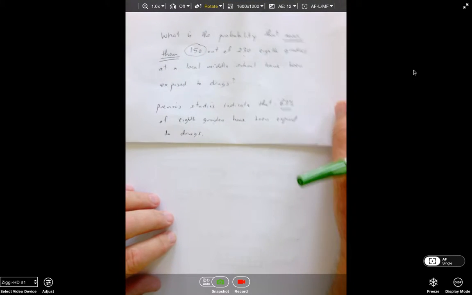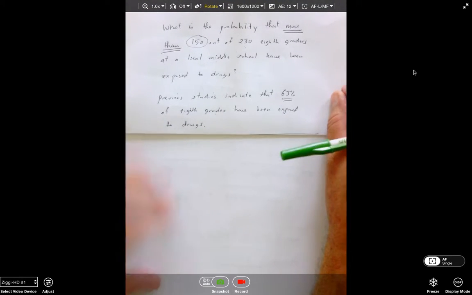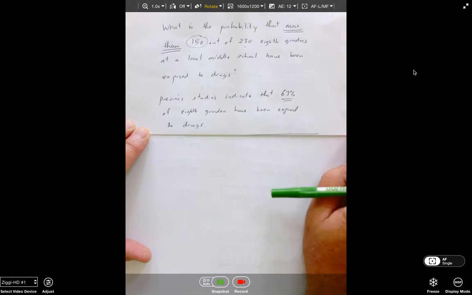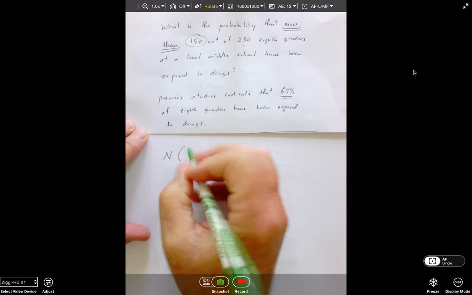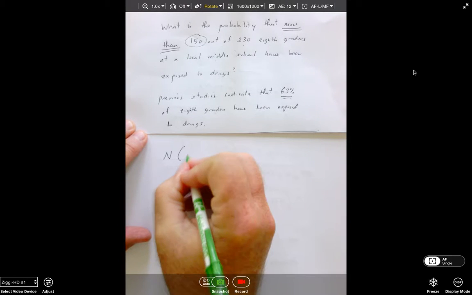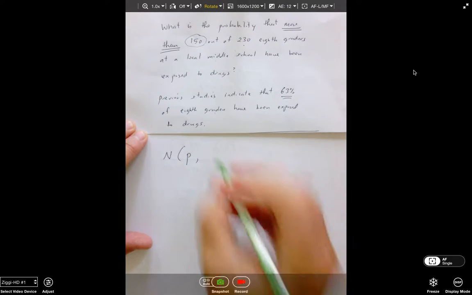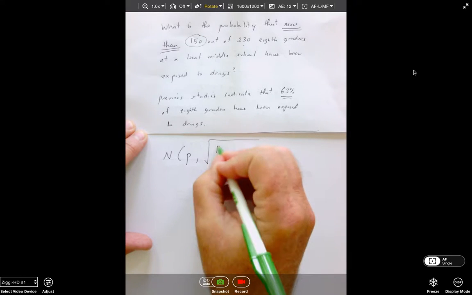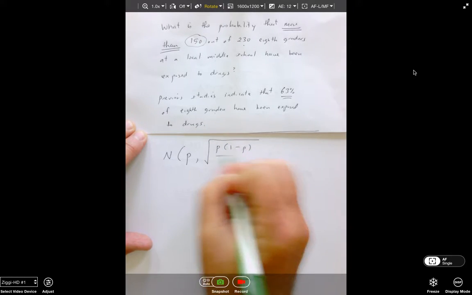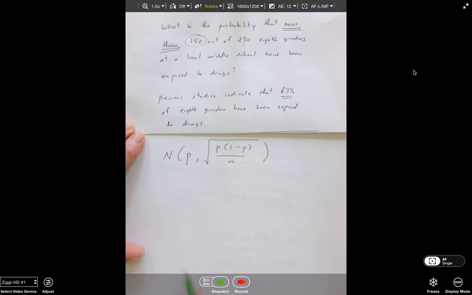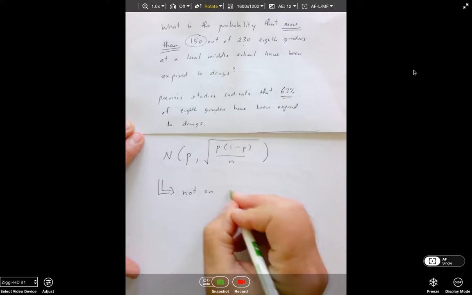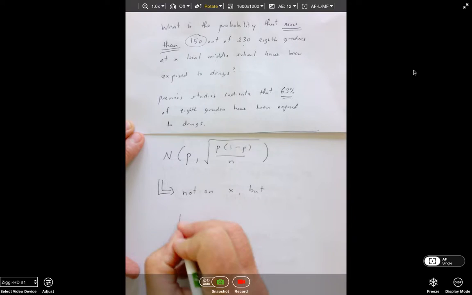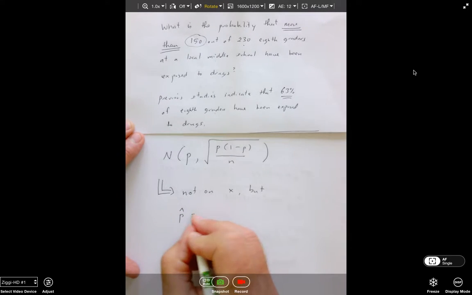Now, another way of doing this, let's get back to this problem right here, is to use a different distribution. And this distribution is still normal, but it has a mean of p and a standard deviation of the square root of p times 1 minus p over n. But this focuses not on x, but on what we call p hat. And p hat is x over n.